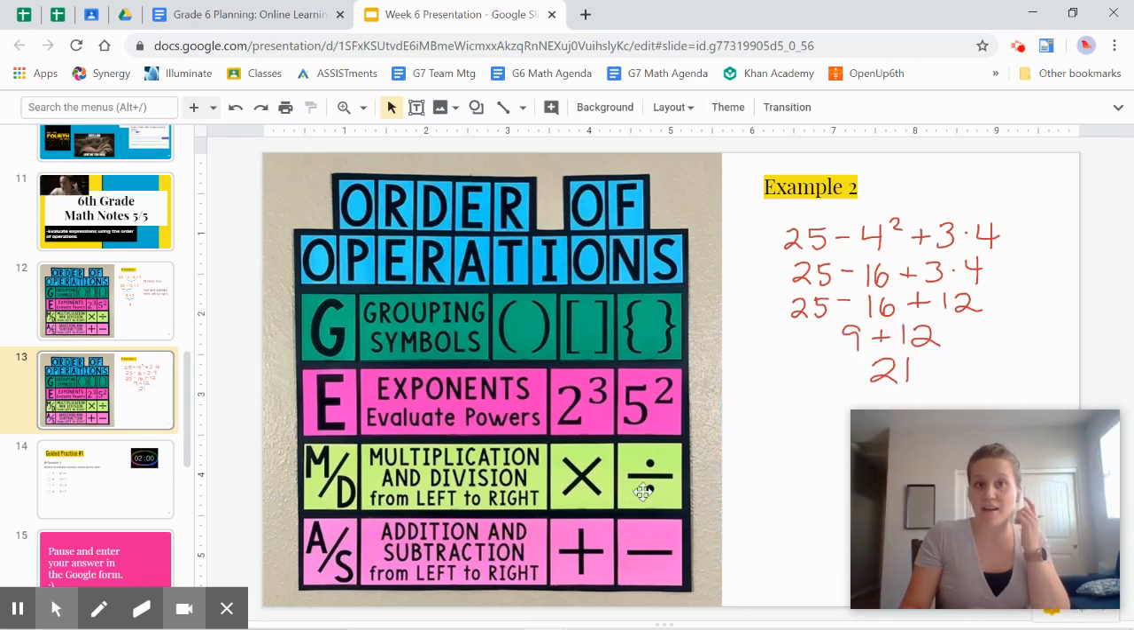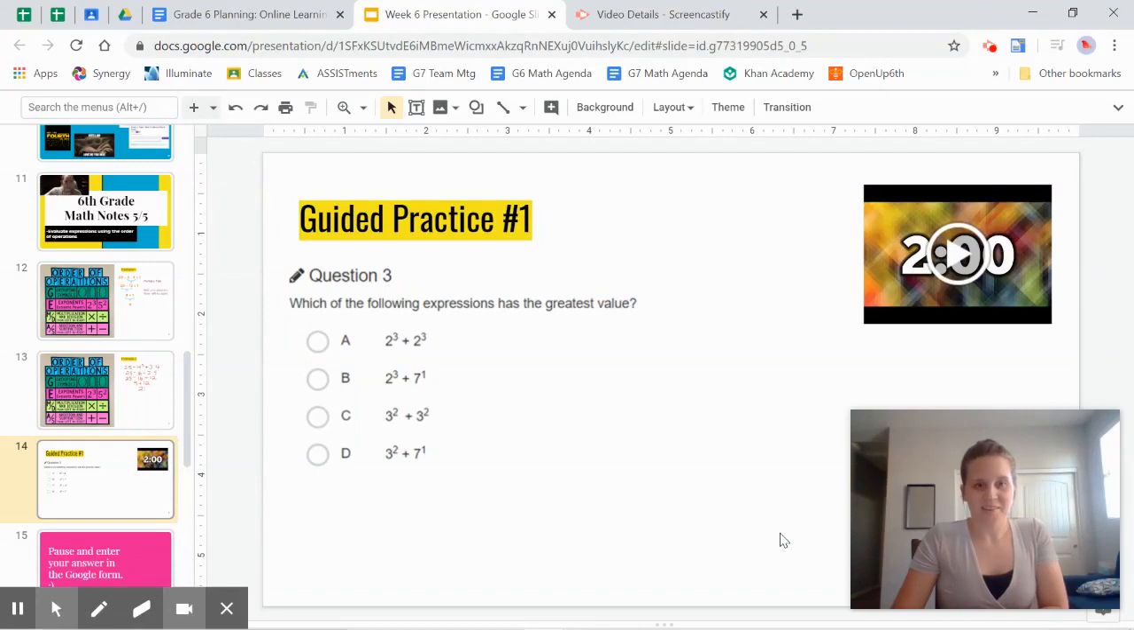Let's try a couple of examples in our guided practice today to help get you ready for your independent practice. I want you to try to solve this question on your own. Take 2 minutes. Which of the following expressions has the greatest value? Go.